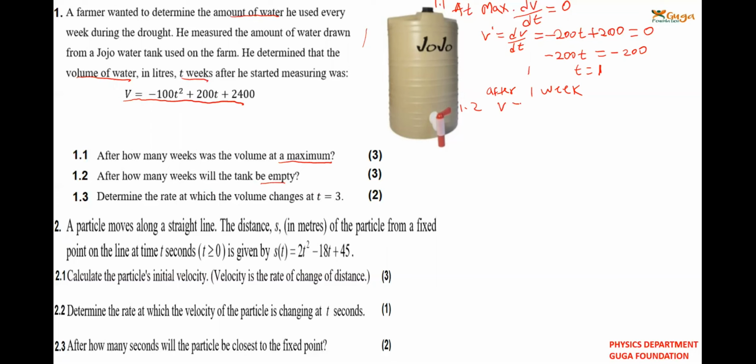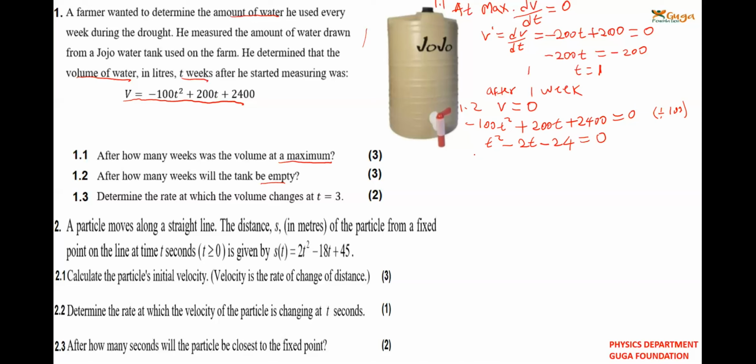So the tank will be empty when V is equals to 0. So you'll have negative 100 t squared plus 200 t plus 2400 is equals to 0. So now you divide both sides by negative 100, then you will have t squared minus 2t minus 24 is equals to 0.